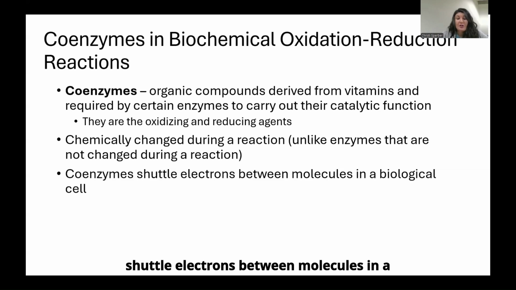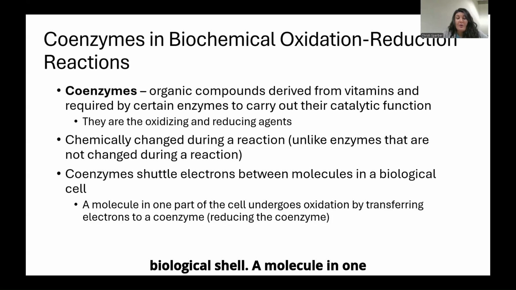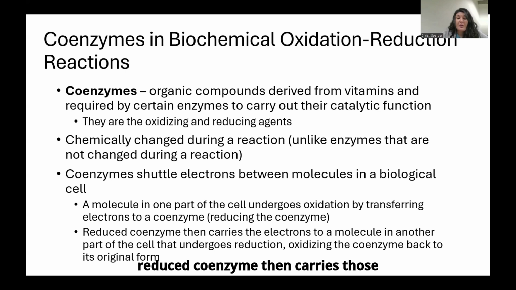The coenzymes shuttle electrons between molecules in a biological cell. A molecule in one part of the cell undergoes oxidation by transferring electrons to a coenzyme, thus reducing the coenzyme, and then the reduced coenzyme carries those electrons to a molecule in another part of the cell that undergoes reduction, therefore oxidizing the coenzyme back to its original form. So the coenzyme is chemically changed during reaction, but it returns to its original state by the end of the reaction.